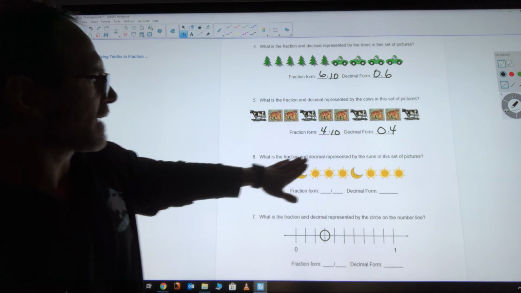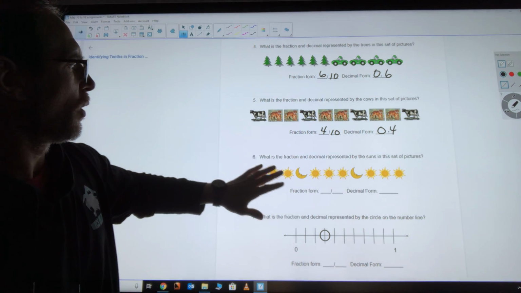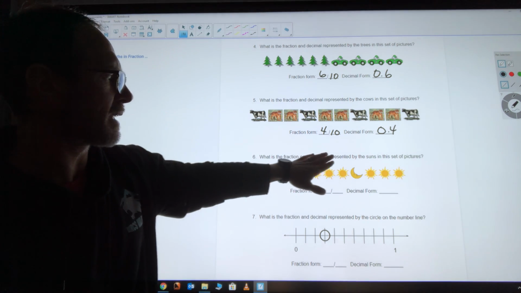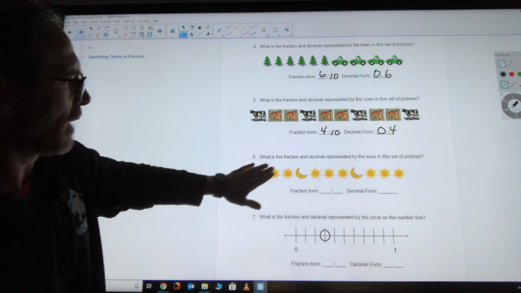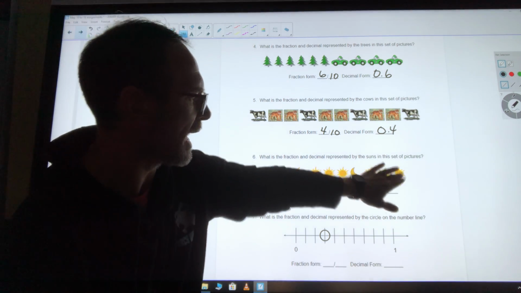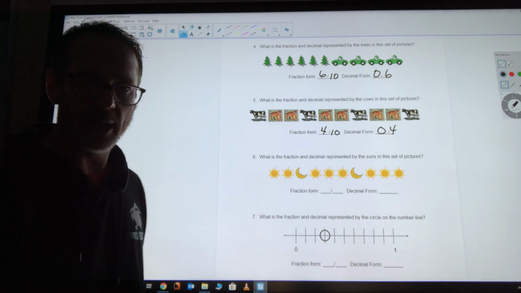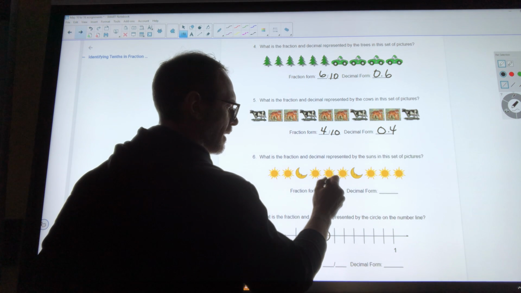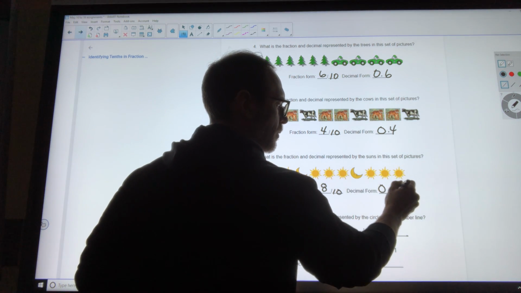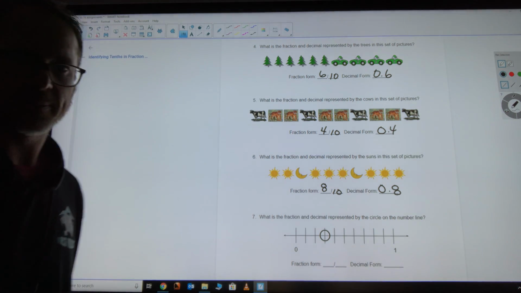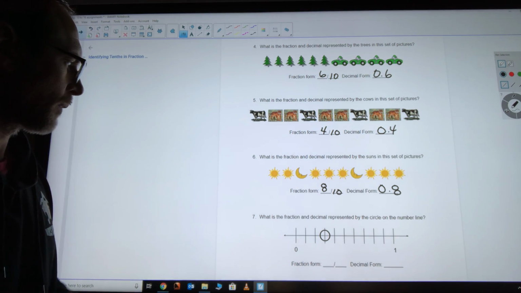Number 6 asks, in this set of pictures, what is the fraction and decimal represented by the suns? So we have 10 pictures here, and 1, 2, 3, 4, 5, 6, 7, 8 of them are suns. So 8 of the 10, or 8 tenths, are suns. In decimal form, we write that as 0.8, or 8 tenths.